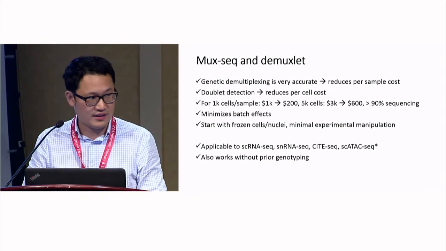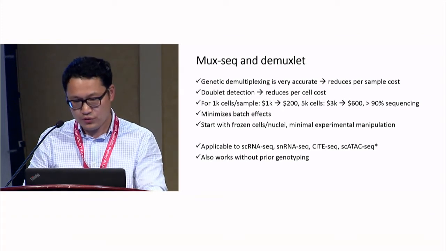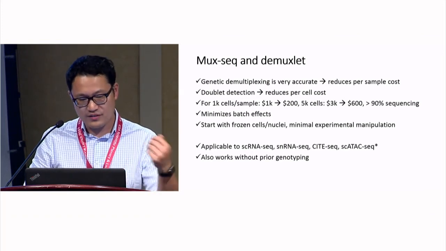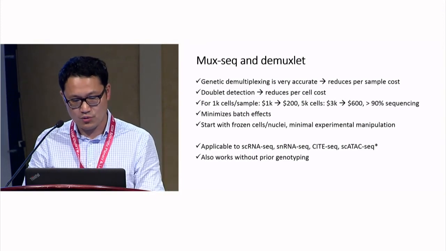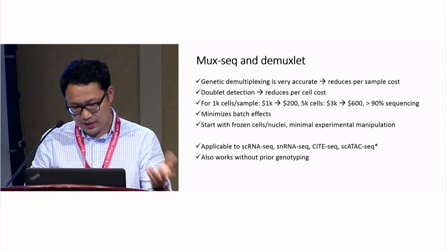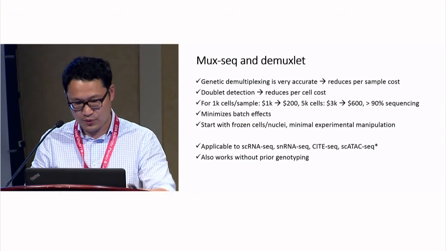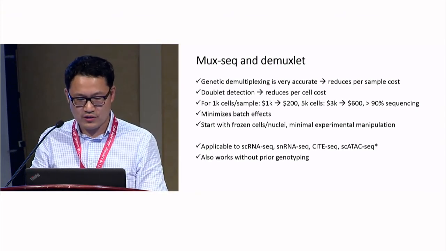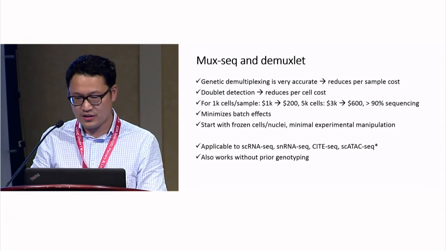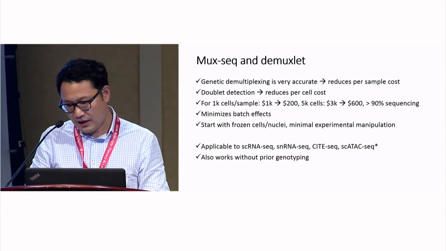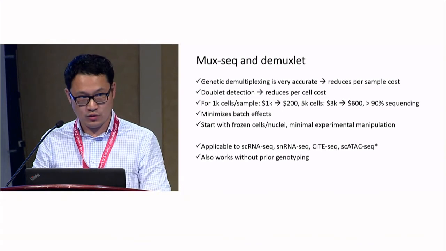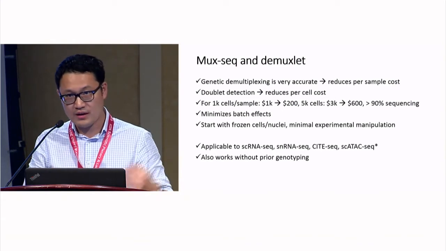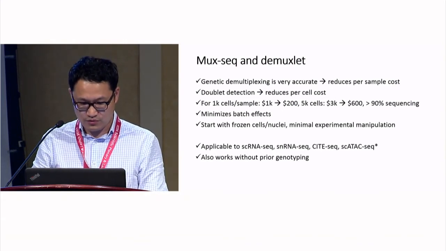We make 1 mistake out of about 4,000 cells. That reduces per sample cost. The ability to detect doublets allows us to increase the throughput of 10x Genomics and other types of single-cell assays, and that reduces the per cell cost. For us, sequencing 1,000 cells is about $200. For 5,000 cells, it's about $600. And I should say that about 90% of that cost now goes to Illumina. So as sequencing cost drops, our cost for sequencing single cells will also drop.